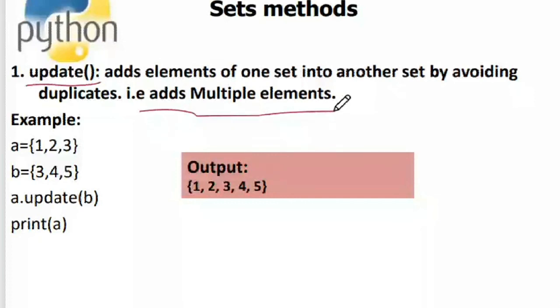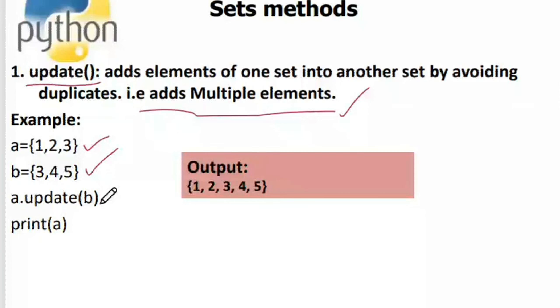I have taken a set A equal to 1, 2, 3 and another set B equal to 3, 4, 5. I applied the update method on these sets. So I said A dot update B. The set B will be added to the set A at the end. The order will not be preserved anyway. This output has given me the order like this, but it can jumble.